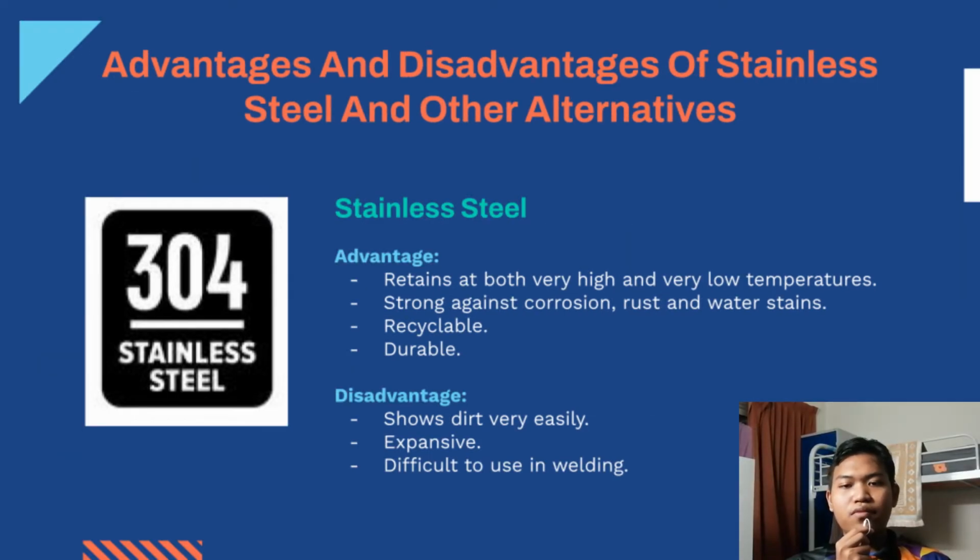Now for the advantages and disadvantages of stainless steel and other alternatives. The advantage of stainless steel is that its strength is retained at both very high and very low temperatures. It is also strong against corrosion, rust and water stains. It is recyclable and durable. The disadvantage of stainless steel is that it shows scratches very easily. It is expensive and difficult to use in welding.